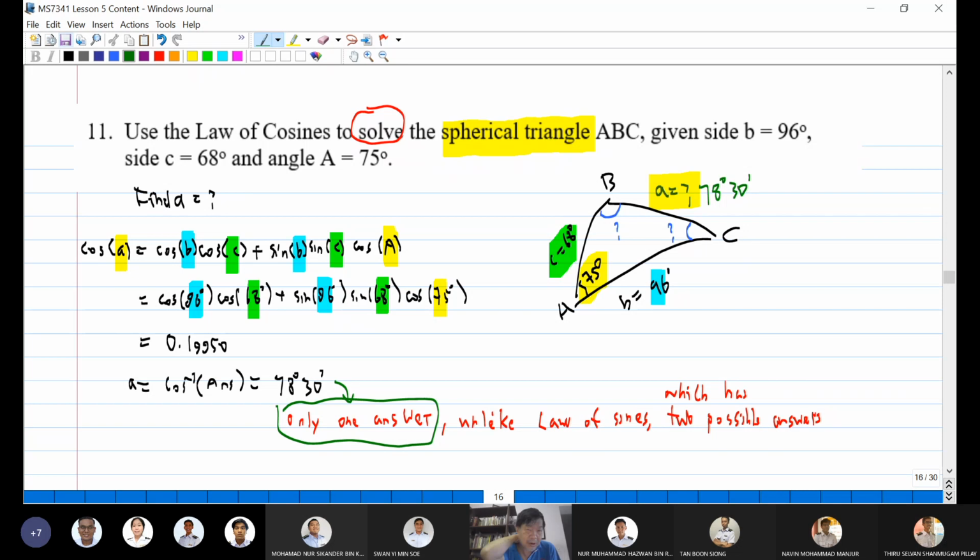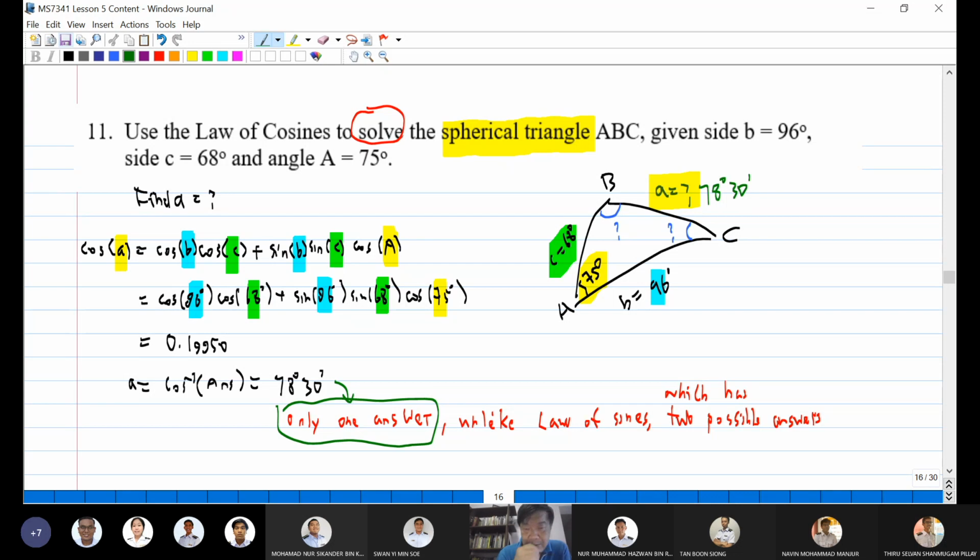You can actually use the law of cosine, right? You can also use the law of sine. But as I said, with the law of sine you always have trouble deciding which is the best answer. So we continue to use the law of cosine to solve. But this time I'm going to find the angle, not the side.